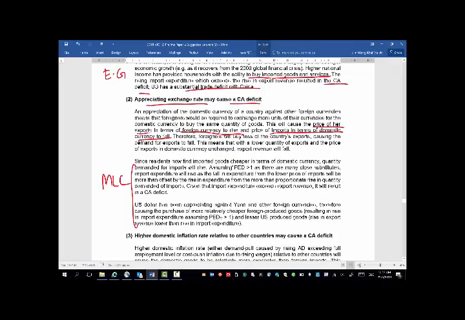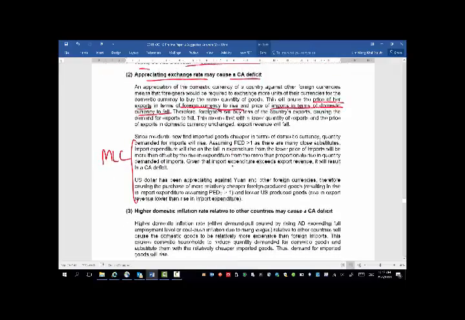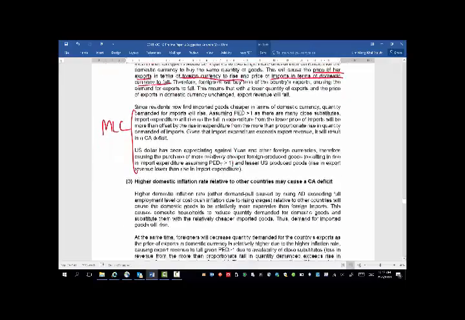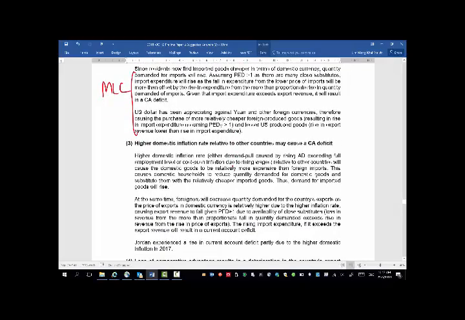Any question for this? Then the third point is our first point, the higher domestic inflation rate. This causes domestic households to reduce quantity demanded for domestic goods, substituting them with the relatively cheaper imported goods. So demand for imported goods will rise. Foreigners will decrease the quantity demanded for the country's exports because these exports are more expensive.